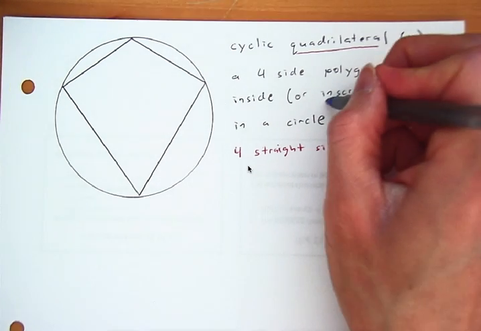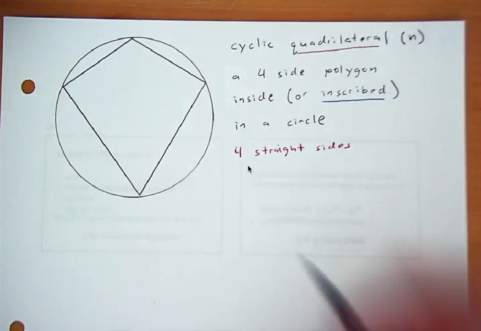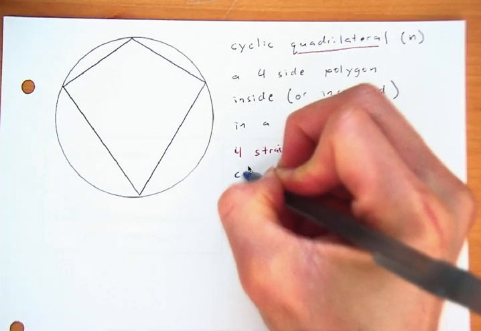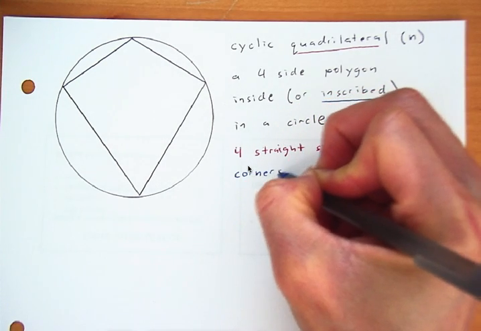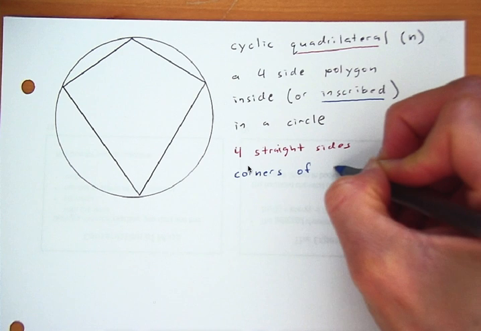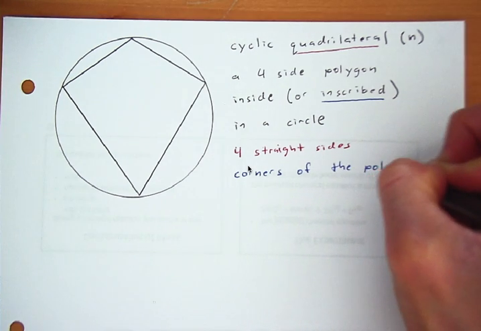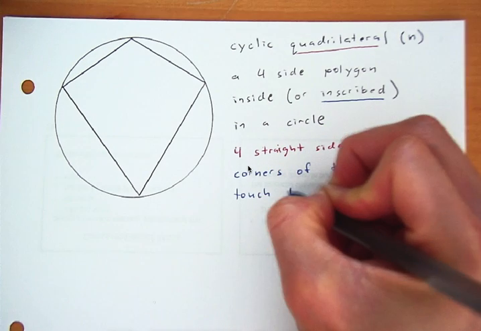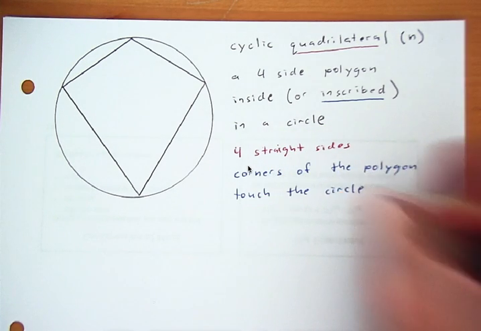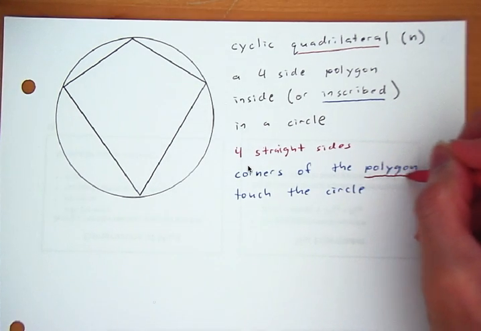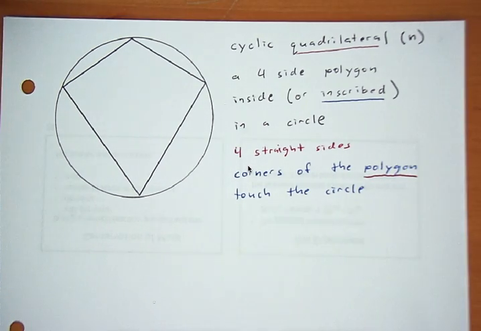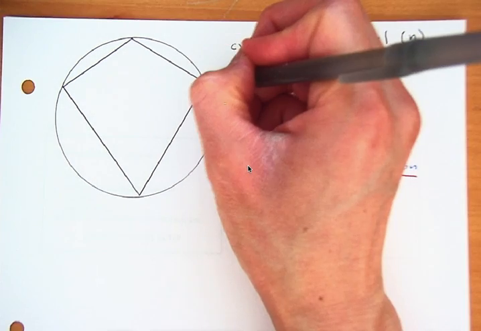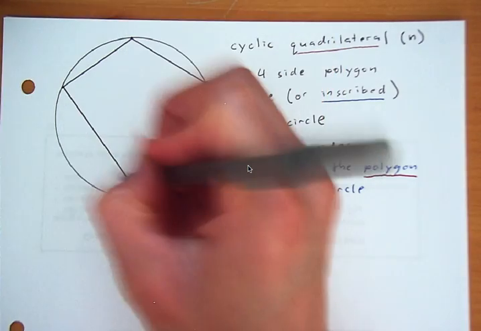And the fact that it is inscribed means the corners of the polygon touch the circle. The polygon here is just your quadrilateral. Okay. And when I say the corners, I'm talking about like right here, right here, right here, right here.